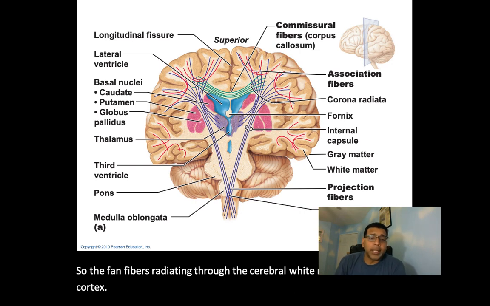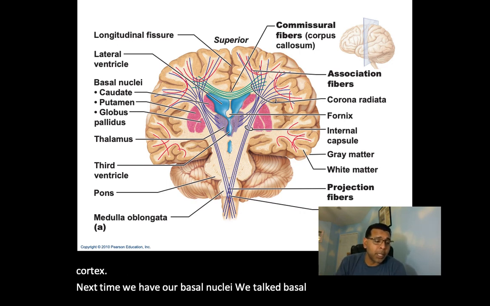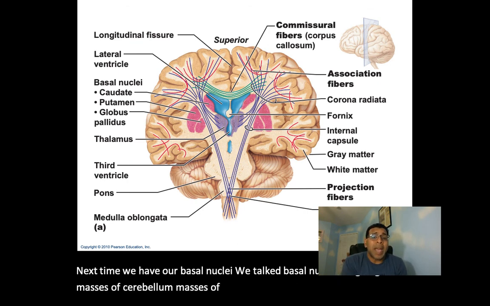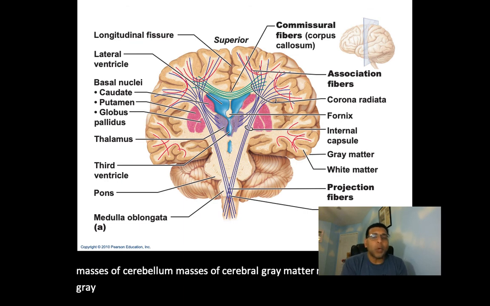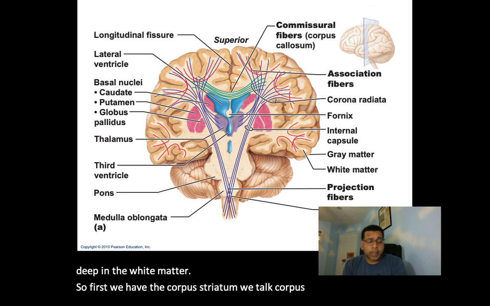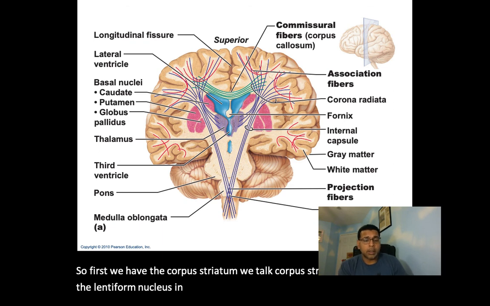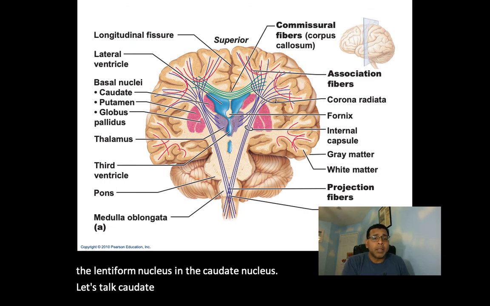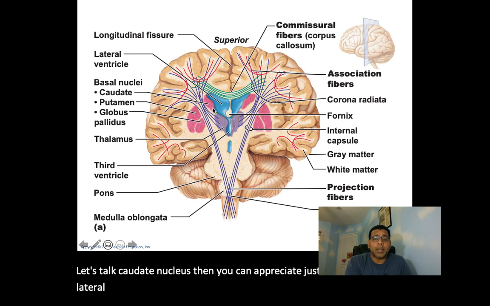Next then we have our basal nuclei. When we talk basal nuclei, they are masses of cerebral gray matter embedded deep in the white matter. So first we have the corpus striatum. When we talk corpus striatum, it consists of the lentiform nucleus and the caudate nucleus. Let's talk caudate nucleus. You can appreciate it just inferior to the lateral ventricles bilaterally on both sides.